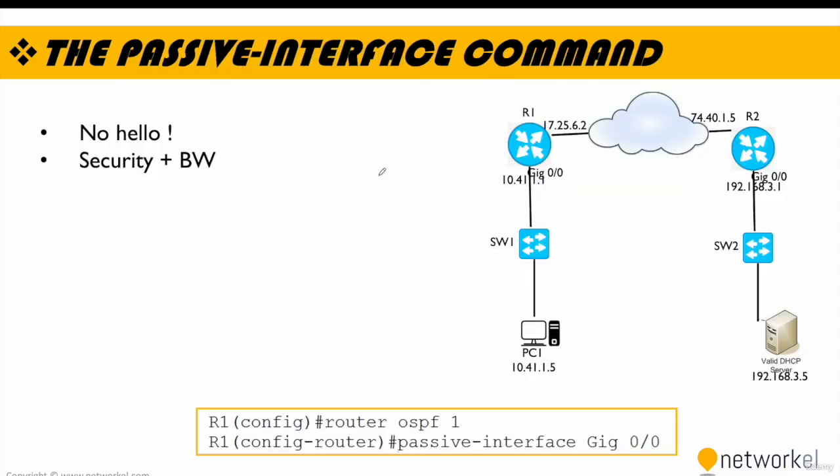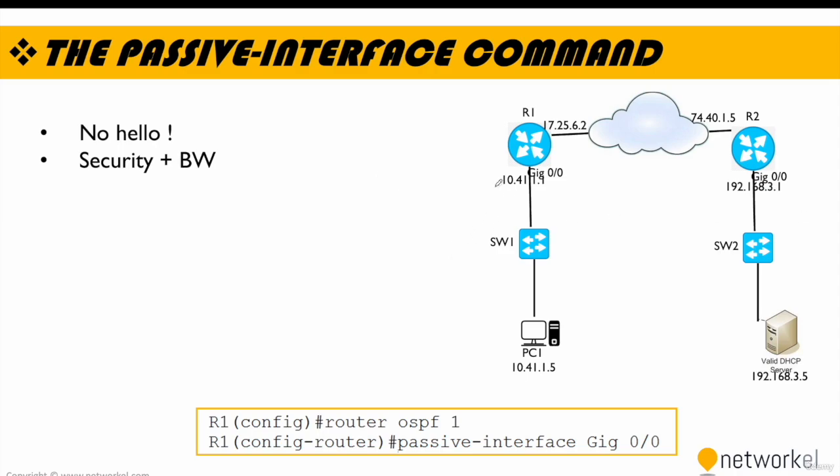And we have the passive-interface command. That is used to disable sending updates out from a specific interface. So OSPF does not send hello packets on interfaces configured with the passive-interface command. The passive-interface command provides security and efficient use of resources such as bandwidth.